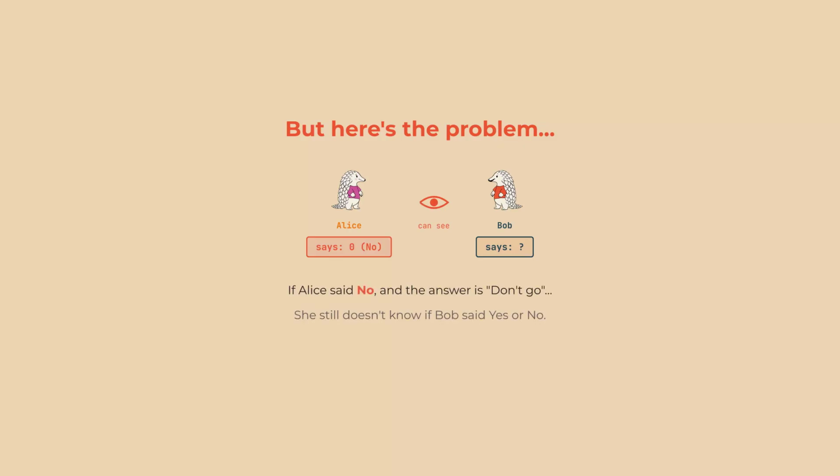But here's the problem. If we just run this gate normally, Alice can see Bob's input and Bob can see Alice's input. That completely defeats the purpose. If Alice said no and the answer comes back, don't go, she still shouldn't be able to figure out whether Bob said yes or no. We need to keep these inputs private.